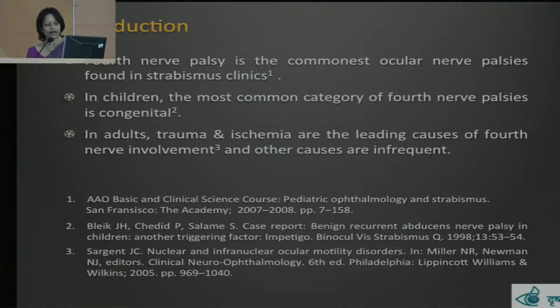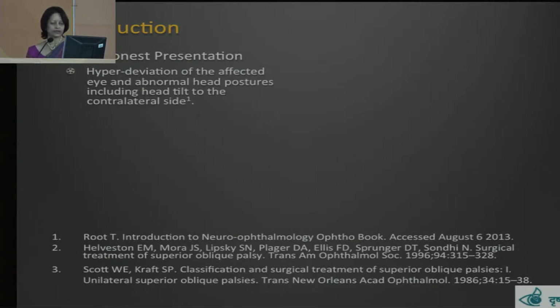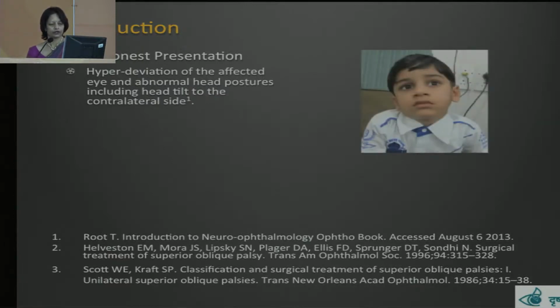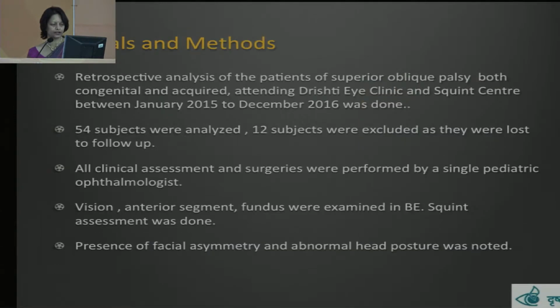In children, the most common category of fourth nerve palsy is congenital, and in adults, trauma and ischemia are the leading causes of fourth nerve involvement, and the other causes are infrequent. The commonest presentation of this condition is a hyperdeviation of the affected eye and abnormal head posture, including head tilt to the contralateral side, as in this case, who presented with left hypertropia and had a head tilt to the right side. The superior oblique palsy which remains after 6 to 8 months would require surgical correction.